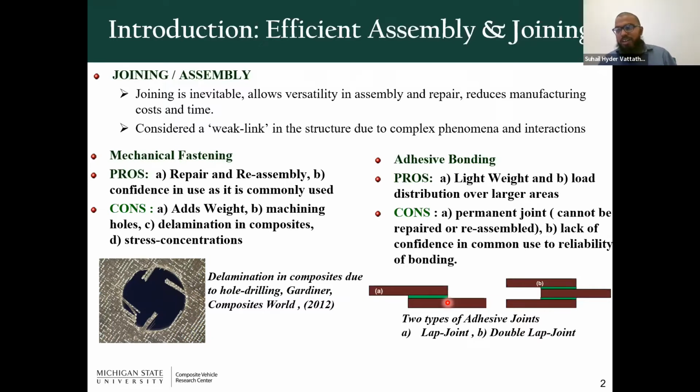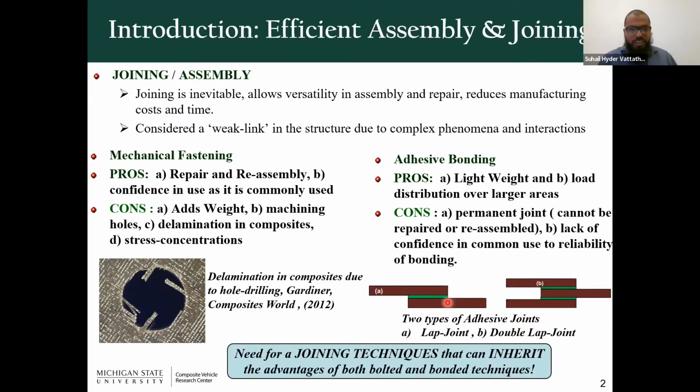So our idea was to incorporate the advantages offered by both the techniques. Mechanical fastening has the advantage of allowing disassembly, and adhesive bonding has the advantage of not drilling any holes. So can we have a joining technique that can facilitate the advantages from both these techniques?